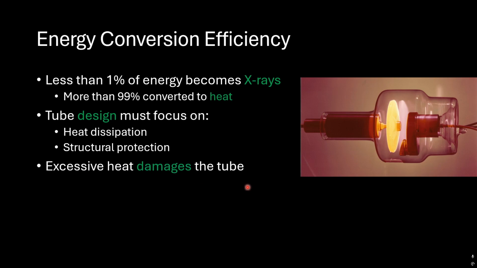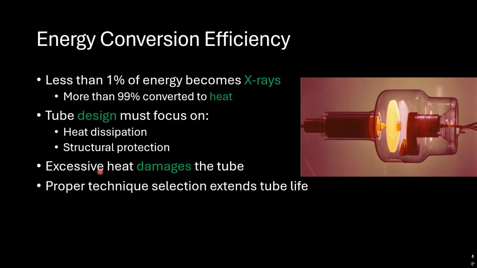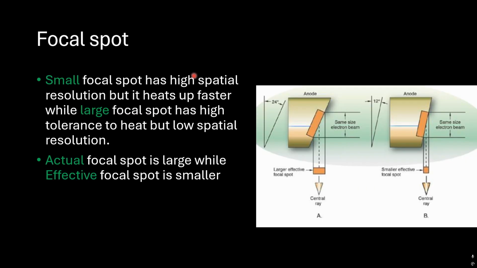Excessive heat damages the tube. This is why we need to dissipate the heat from the tube. Proper technique selection extends tube life. This is a very important point. Why? Because our technique will decide our tube life. When we choose a very high mA number with a very short time, this will decrease the tube life in our machine.